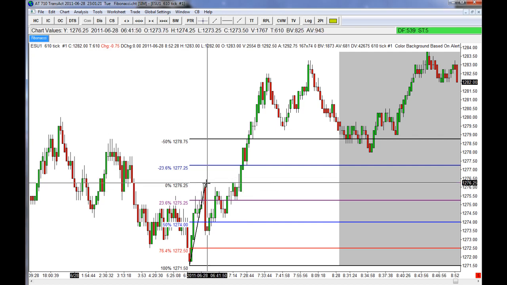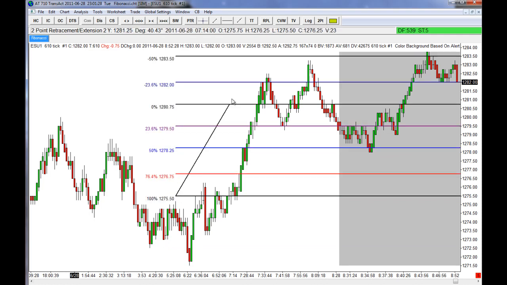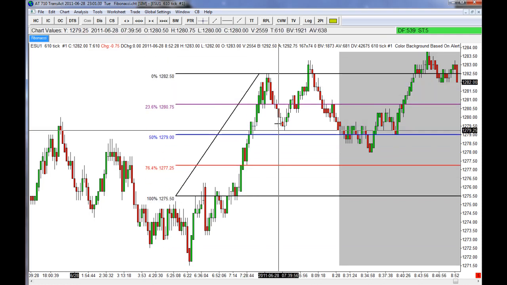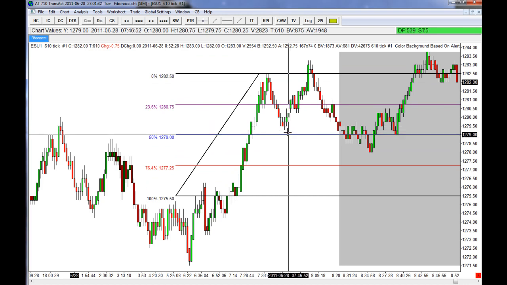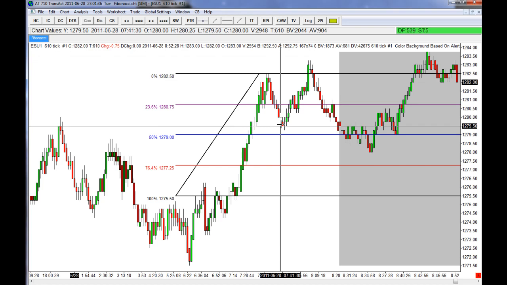So I drew an extended price fib from the previous high to this low, which would be here, to the new high, which was there. Price came down one tick away from the 50% level, and then went past the 0% level.